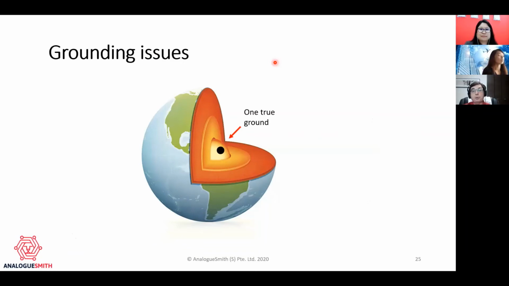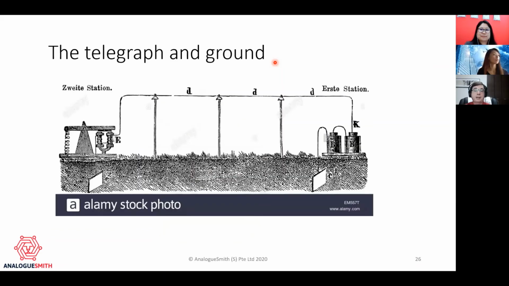There is truly only one true ground, okay? And the true ground would be somewhere in the center of the earth, right? That would be where the true ground is, okay? Now, where your ground is is not necessarily where the true ground is. And unfortunately, we've started to use this term ground for all sorts of different things. Okay, so you go back to, I think it was 1839 in the telegraph, and what did Samuel Morse do? So he put in a single wire.